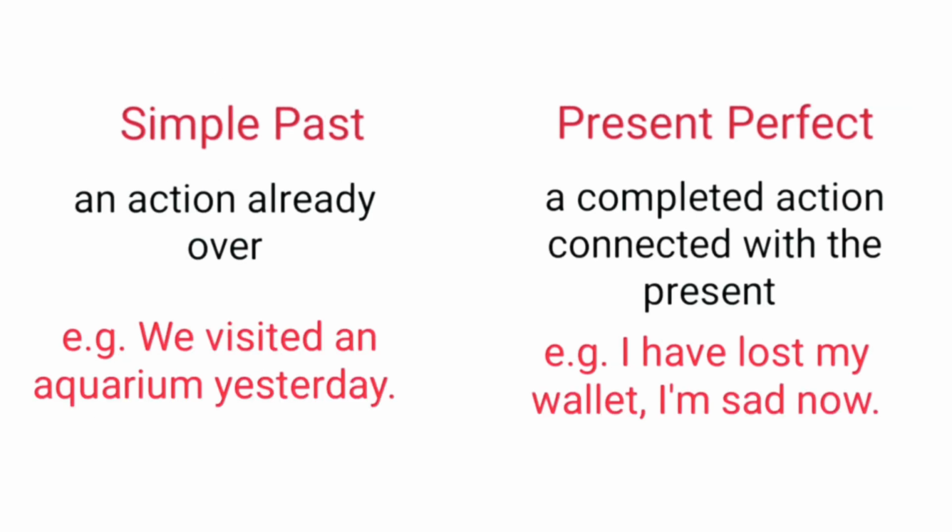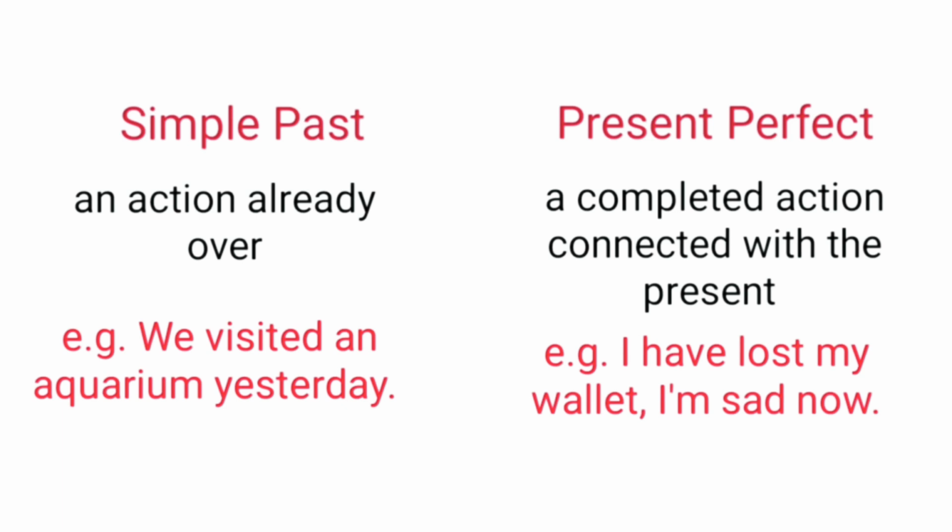In simple past, there is an action which is already over. For example, we visited an aquarium yesterday. Here is an action which happened yesterday and is over now. In present perfect, there is an action which is completed in the past, but its effect exists in the present. For example, I have lost my wallet. I am sad now. Here, the action I have lost my wallet is over, but its effect, I am sad, is still there.